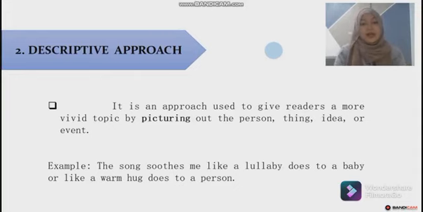For example, the song suits me like a lullaby does to a baby, or like a warm hug does to a person. So the song is being compared to a lullaby and also a warm hug. This approach most likely uses a lot of descriptions, just like this, where the song is being compared to a lullaby and to a warm hug.